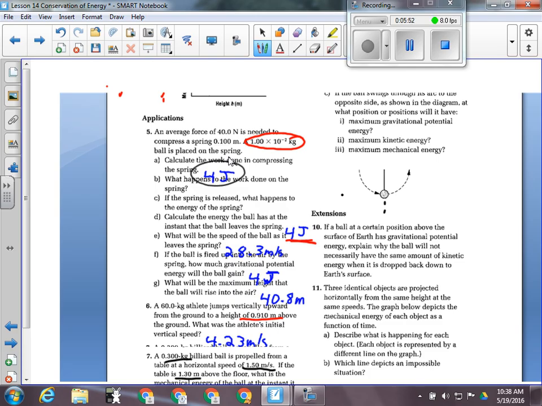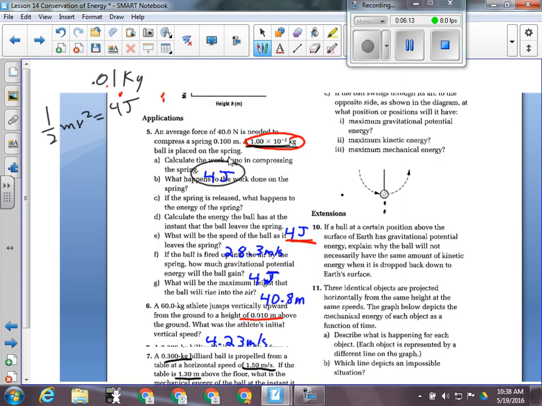What will the speed of the ball be if it leaves the spring? All right, here's the mass of the ball. Okay, 1.0 times 10 to the minus 2 kilograms. In other words, 0.01 kilograms. Okay, and we know it has 4 joules worth of kinetic energy. So 1/2 mv squared equals 4 joules. Can we calculate how fast it'll be moving?